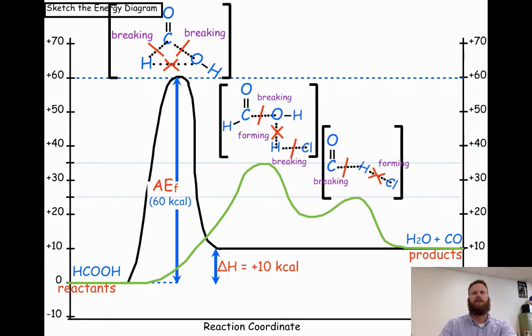Now let's label this catalyzed reaction diagram. The activation energy forward always relates to the highest hill or hump in the diagram. Step 1 has the highest hill, so the activation energy forward is 35 kcals: 35 kcals minus 0 kcals. Notice that delta H for both the catalyzed and uncatalyzed reaction is positive 10 kcals.